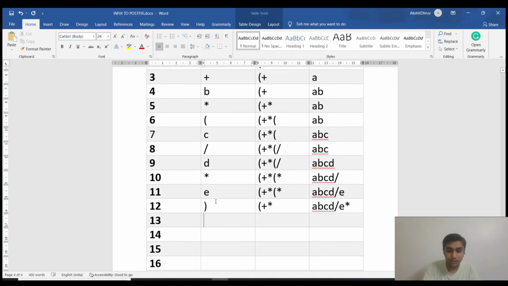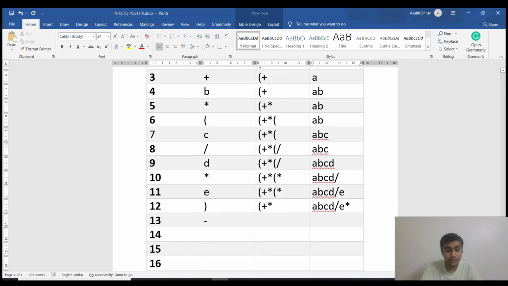Now what comes again? Minus. If the minus comes, it will check the stack. Okay, higher precedence is already there on the stack, right? Now if lower comes above it, it is not permitted. Lower authority cannot stand above the higher precedence, so it will pop.